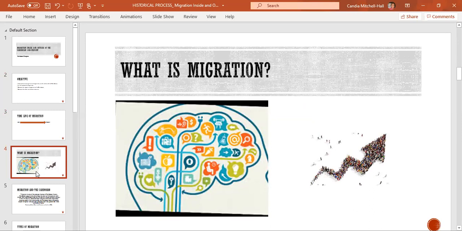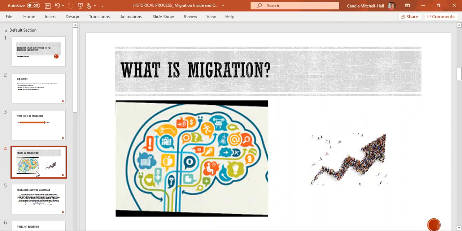Migration is the movement of a people to another area. Yes, when people move from one home to another permanent home. Yes, and always remember that migration is not always permanent. You can go for very short term, temporary migration. All right, you're correct.